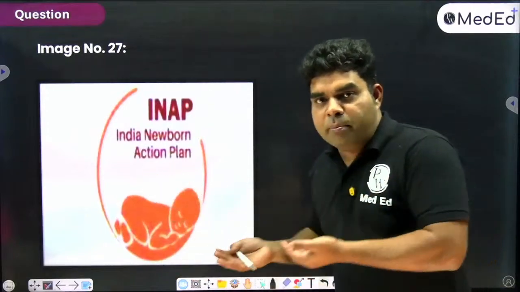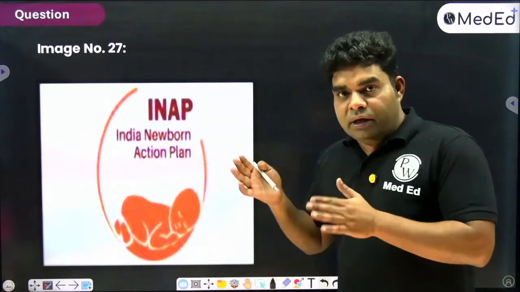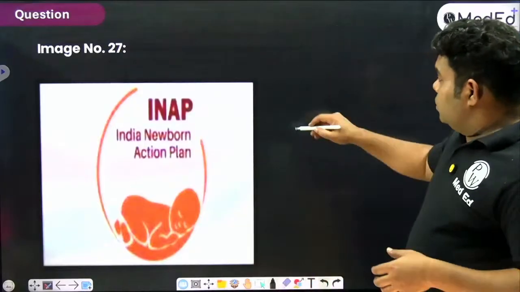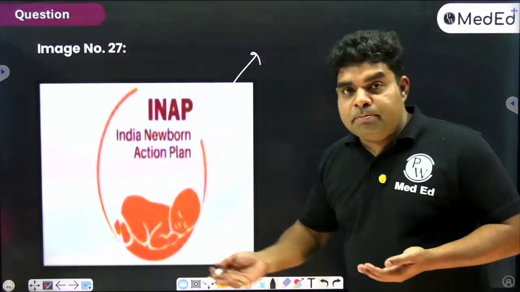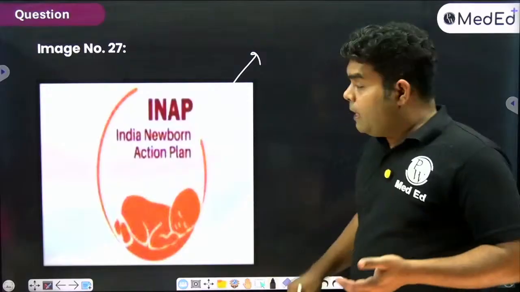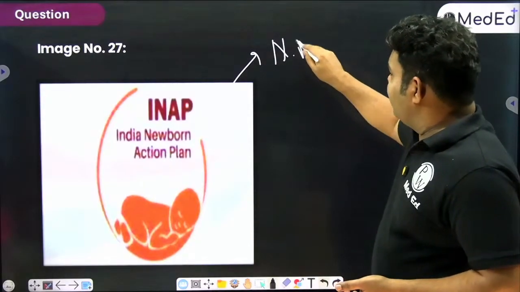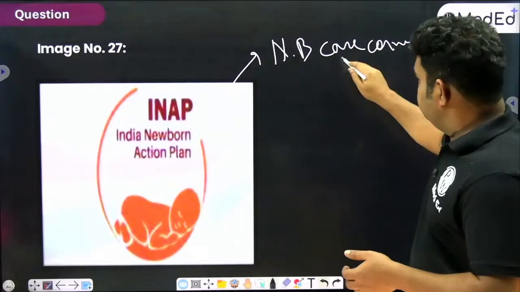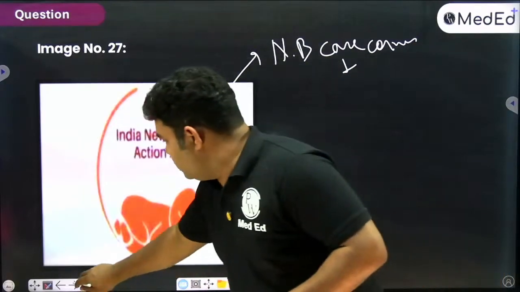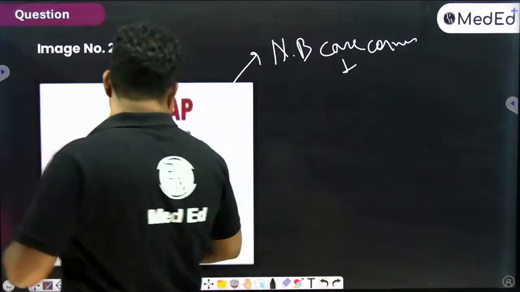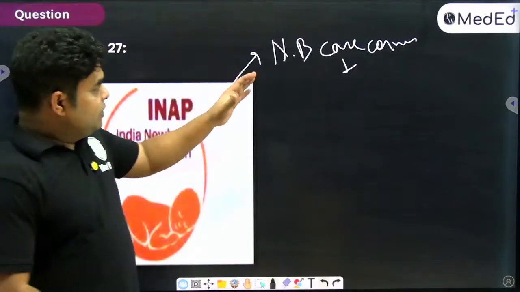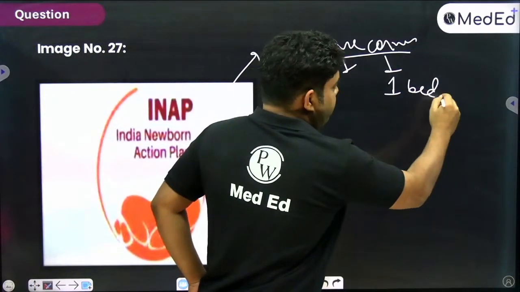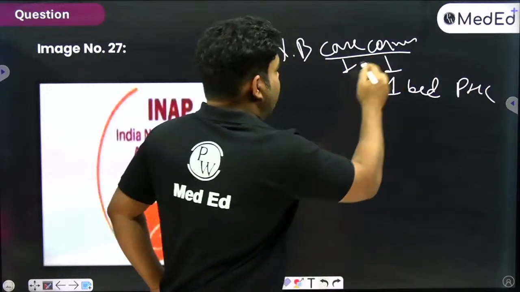This is a warmer which was renamed from warmer to Newborn Care Corner. So under this program, government mainly increases bed facility for infants. So what is Newborn Care Corner? This is 1 bed at PHC. And now let me see the question. The question is just the logo. So this is the INAP program under which there is Care Corner. 1 bed of warmer at PHC is known as Care Corner.